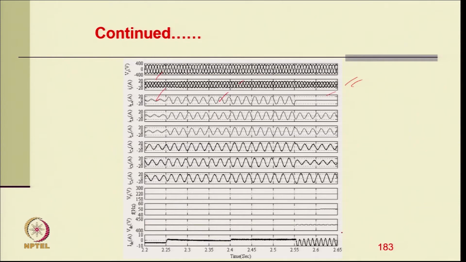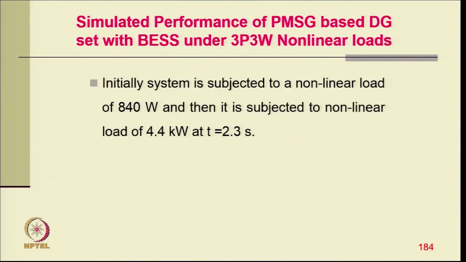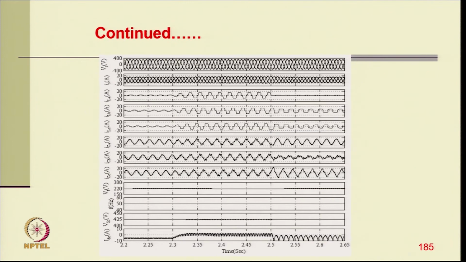You can see that when load unbalancing is there, you will find second harmonics in the battery current going into the battery, but the voltage is regulated and the frequency is also regulated, as well as the DC link voltage. Then you have a nonlinear load on this system.